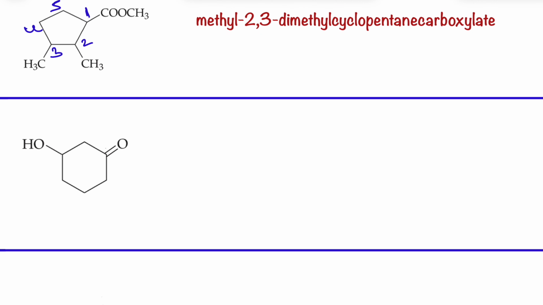Next we have two functional groups, one is alcohol and the other is ketone. Ketone receives more priority. First carbon, second, third. 3 hydroxy cyclohexane 1 one.